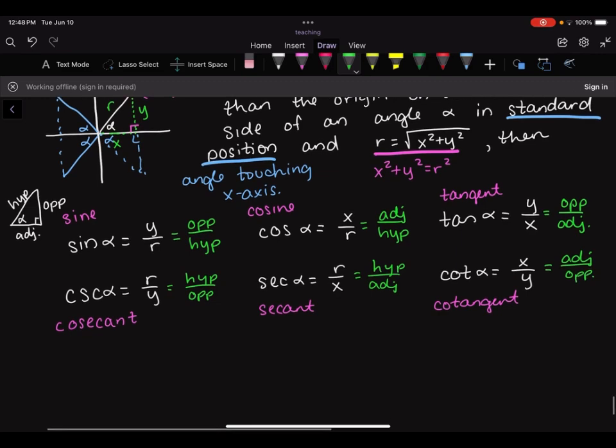So some different things to think about while you're doing these. You can use the fact that it's x, y, r. You can use opposite, adjacent, hypotenuse, whatever you're comfortable with. But remember that these are defined as ratios. So sine of an angle is this fraction.